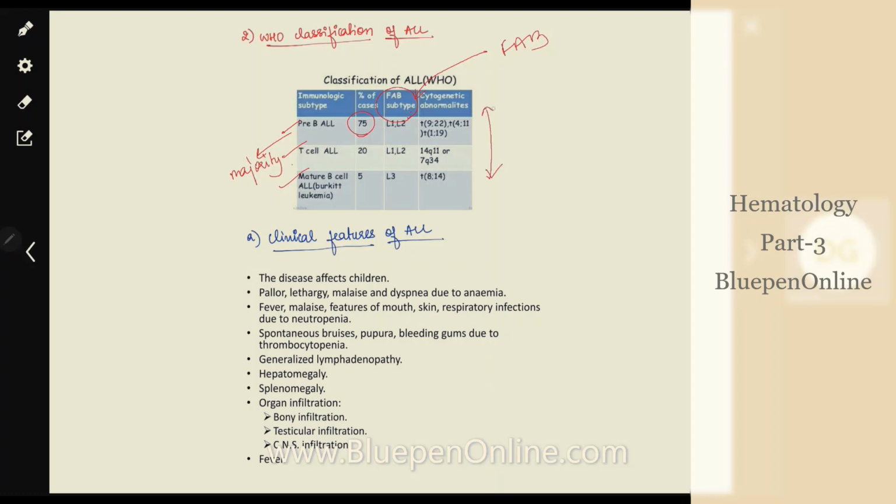So how does the patient with ALL present to you? The child will present with pallor, lethargy, malaise, dyspnea due to anemia, fever, features of mouth, skin, respiratory infections due to neutropenia. So you have decreased HB, decreased WBC, and spontaneous bruising, purpura, bleeding gums due to thrombocytopenia, decreased platelet. Generalized lymphadenopathy, hepatomegaly, splenomegaly, and organ infiltration. So what are the organs? Bony infiltration, testicular infiltration, CNS infiltration, and lastly, fever.